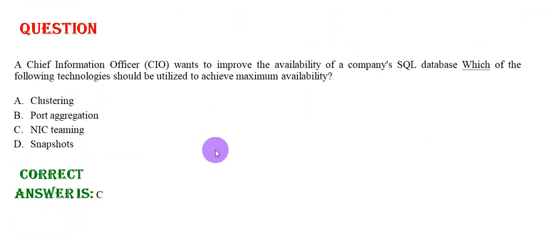A chief information officer wants to improve the availability of the company's SQL database. Which of the following technologies should be utilized to achieve maximum availability? Option A, clustering. Option B, port aggregation. Option C, NIC teaming. And option D, snapshot. The correct answer is option C.